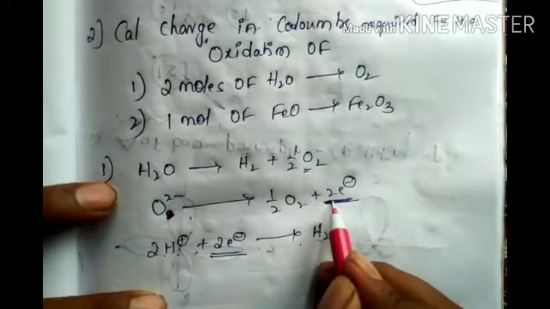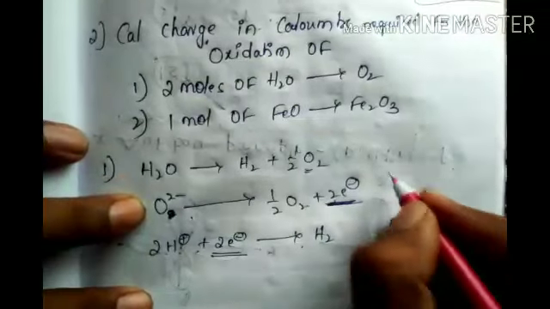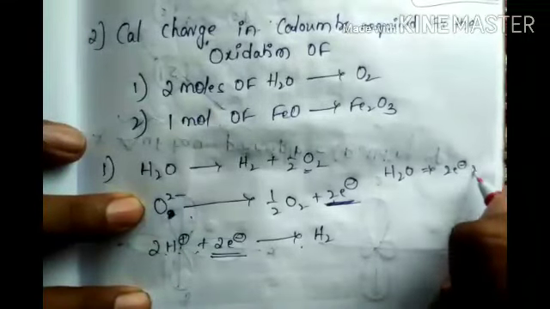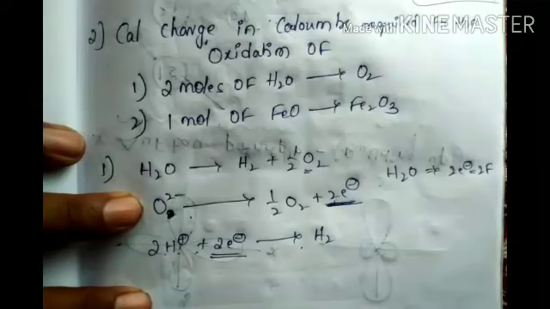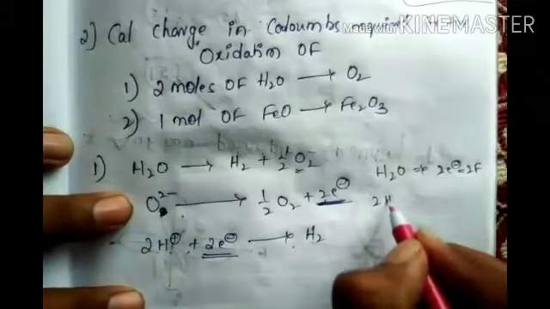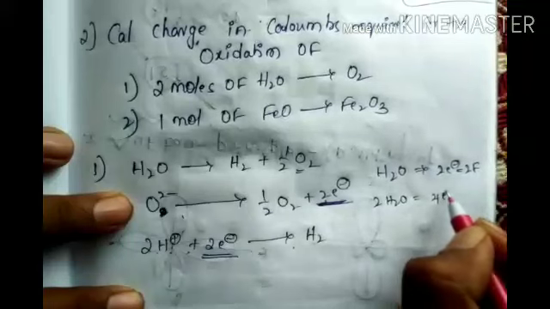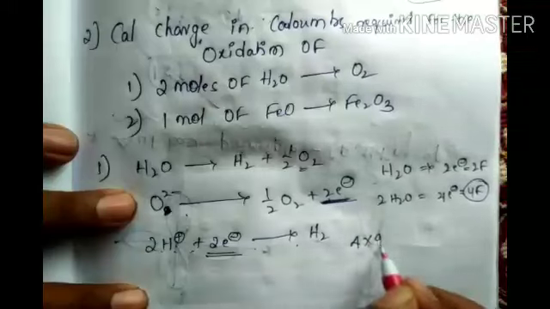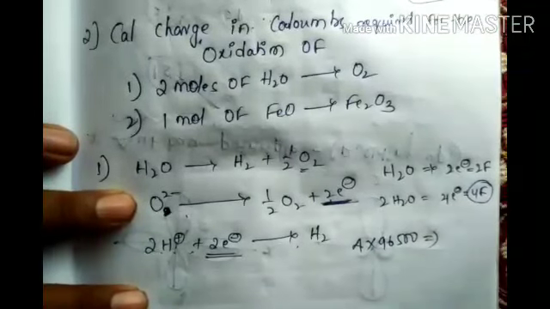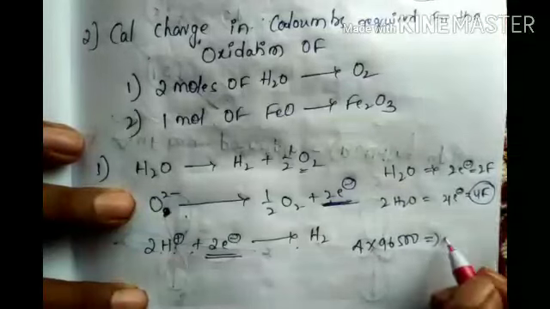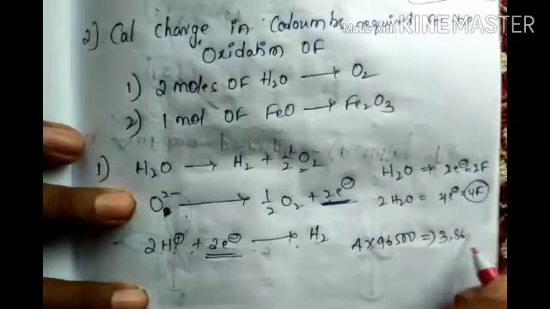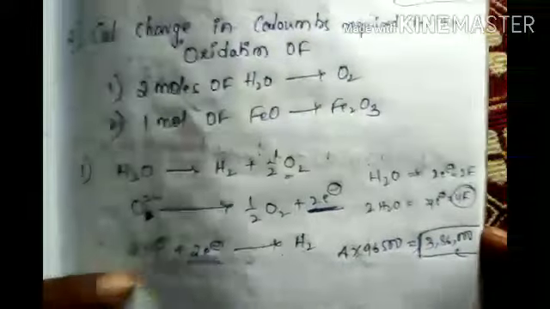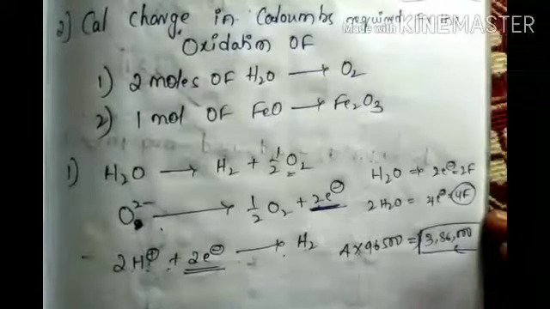So 1 H2O produces 2 electrons, which means 2F. Got it, guys? So 2 moles of H2O means 4 electrons, which means 4F. So 4F, with the value 96500, what is it? It is 3,86,000 coulombs.